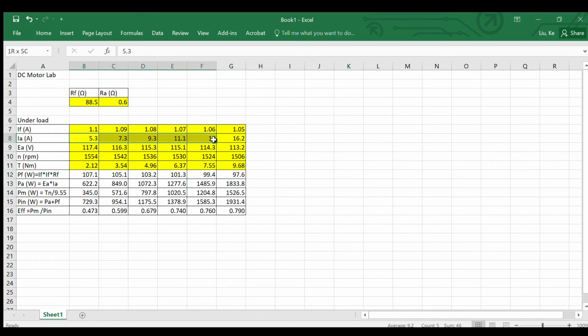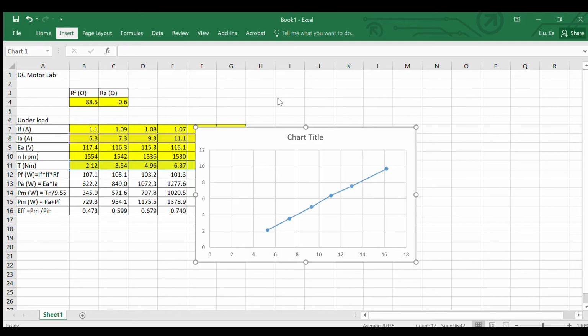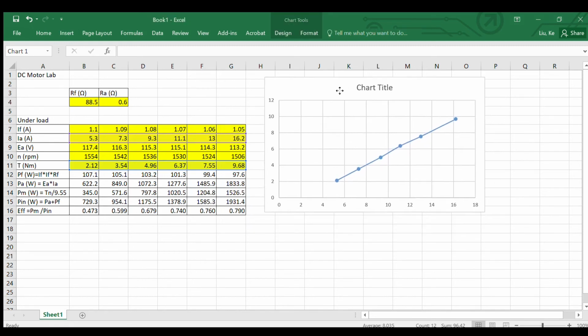For example, the first graph will be the torque versus current. Okay, we choose the current set first and then torque. And then what do we do? We go to the insert. Okay, go to the insert. Yeah, insert here. And there's the XY scatter. Okay, the manual didn't show you, but there is XY scatter. You choose XY scatter. Okay, and also you choose the menu of the design there.